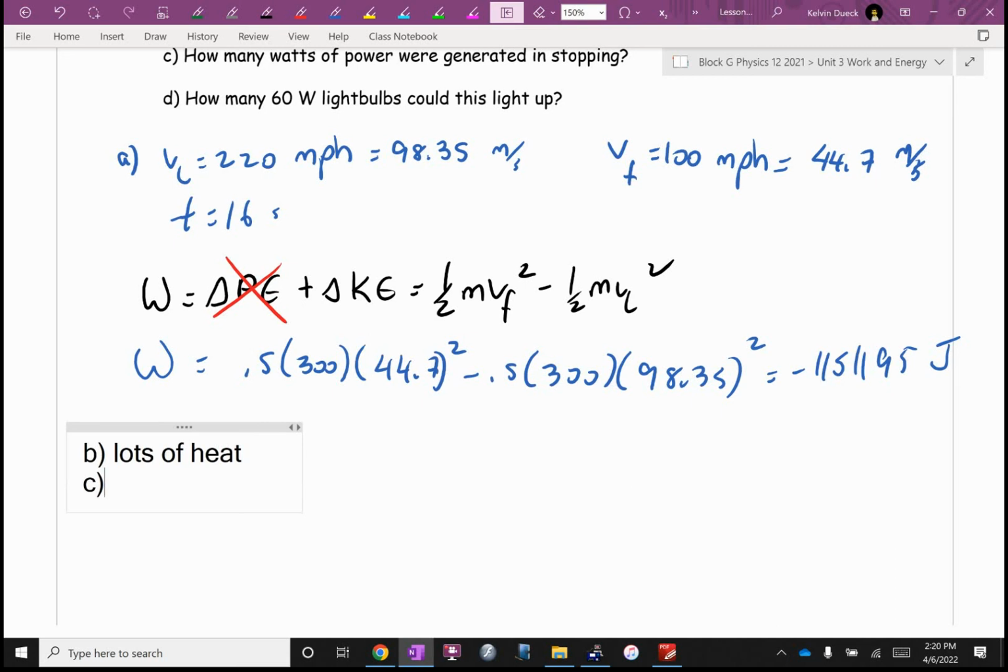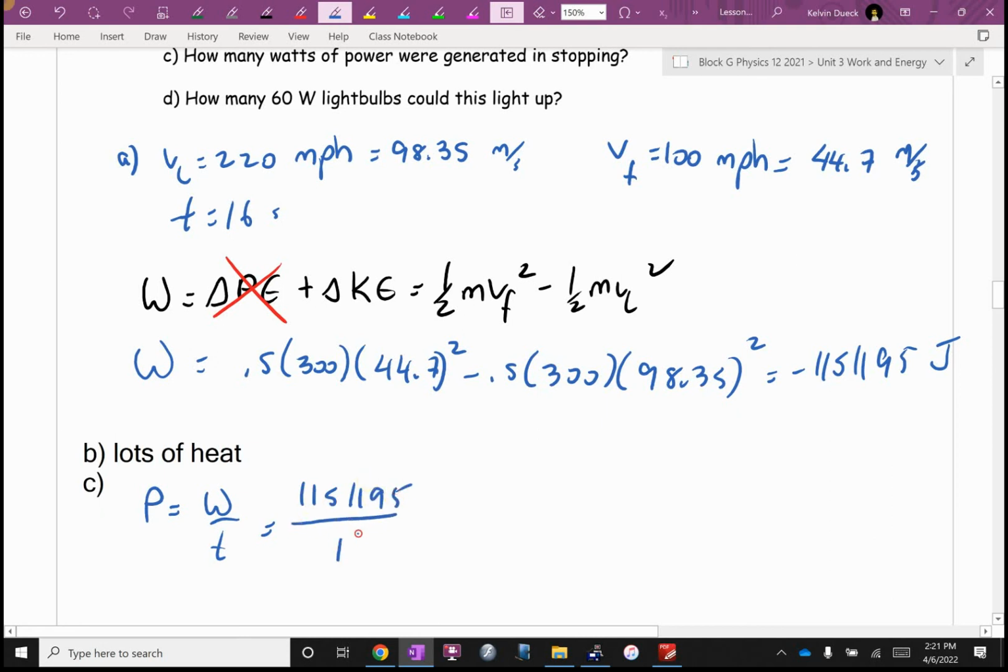How do I find power, Mason, my friend? Oh, I found work, and I got time. Easy peasy. Power is going to be work over time. I'm going to ignore the negative. So it's going to be 1151195. I'm going to use my answer button.